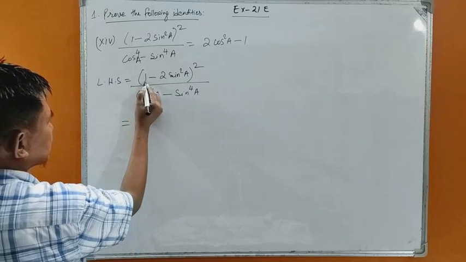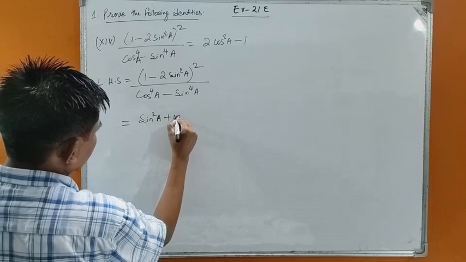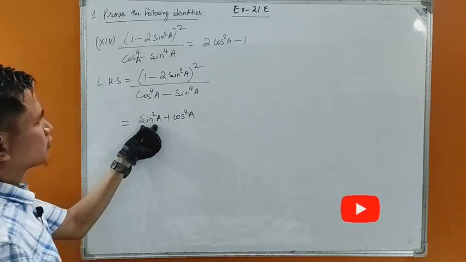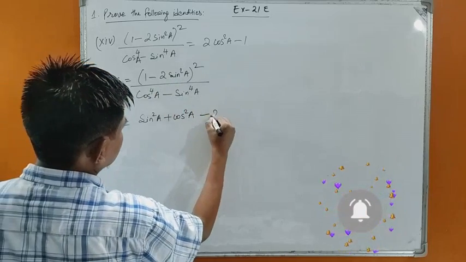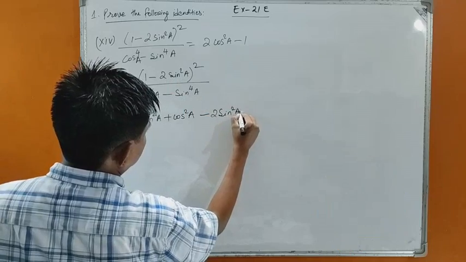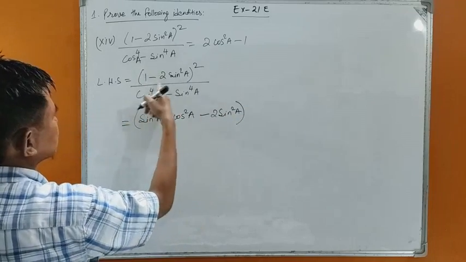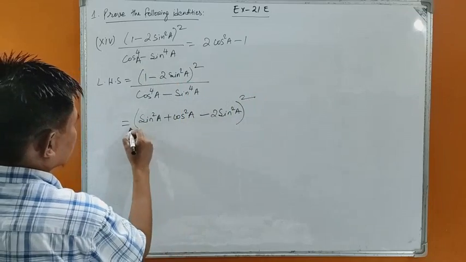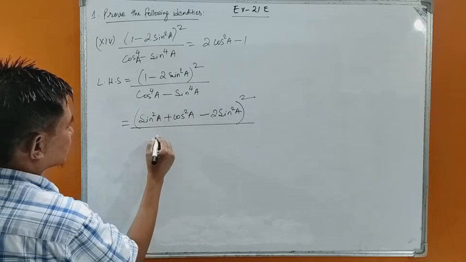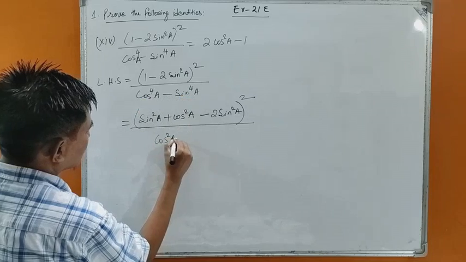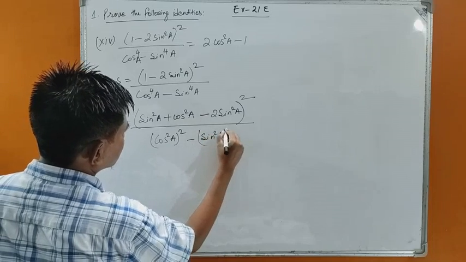So instead of 1, we can write sine square a plus cos square a, because sine square a plus cos square a means 1. So minus this 2 sine square a, and this whole thing is squared. In the denominator we have cos to the power 4a minus sine to the power 4a. This can be written as (cos square a) whole square minus (sine square a) whole square, isn't it?